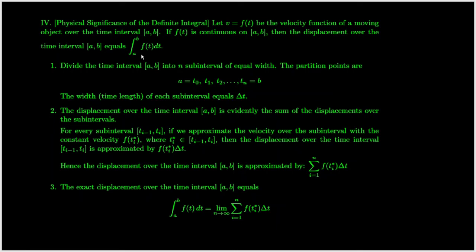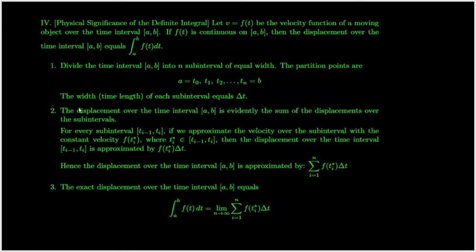Step 1. We divide the time interval from a to b into n subintervals of equal width. We use t0, t1, t2 up to tn to denote the partition points. I want to mention the two endpoints a and b are included in the partition points. t0 is a and tn is b. The width of the subintervals is denoted using delta t.